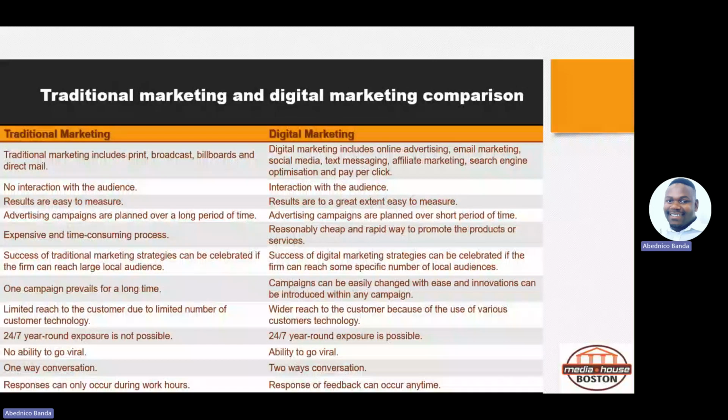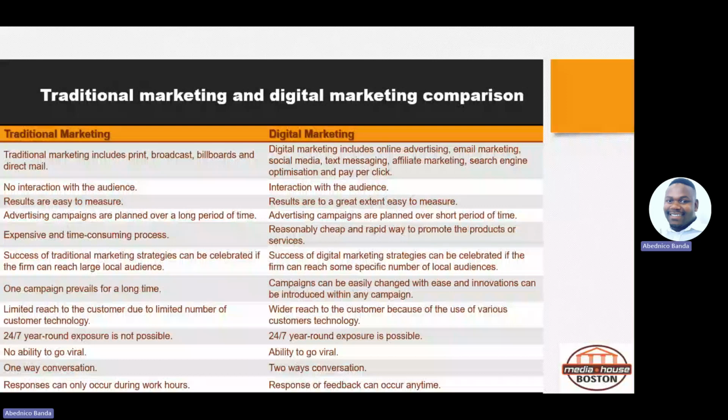This is how you'd compare traditional versus digital marketing. You can see that in the column for traditional marketing, it's always one-way traffic, while with digital marketing, it's always two-way traffic. Sometimes it can be one to many or many to many, so people can actually engage and interact with the audience. I'm not going to go through all of them. You have the slides, and you can go through them in your spare time.